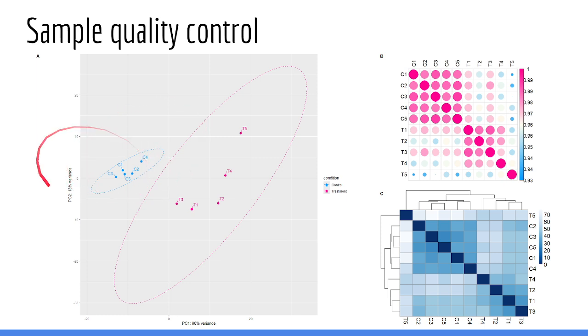As you can see here, in this PCA we got two groups: the controls and the treatments. This is also reflected in both the correlation map and the distance matrix, where you can see the two groups. The only exception is this T5 sample, but as you can see here in the PCA, the T5 sample grouped closer to the treatments than to the controls. So we decided to keep it for further analysis.